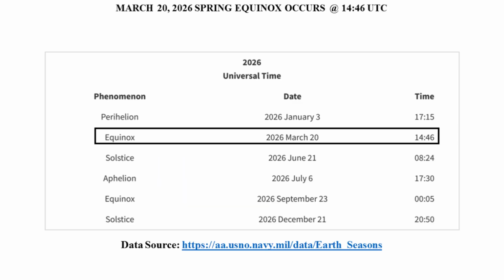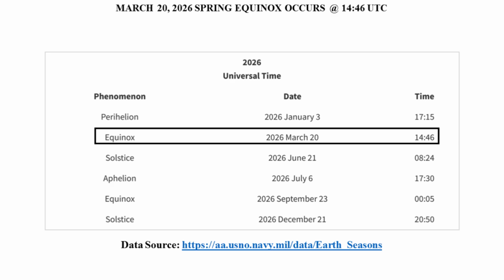The United States Naval Observatory Astronomical Data Department Services provides an Earth Seasons page, which provides the dates of the equinoxes and solstice for each year to year 2100. The data sheet for year 2026 states the spring equinox occurs on March 20th at Universal Time 14:46.